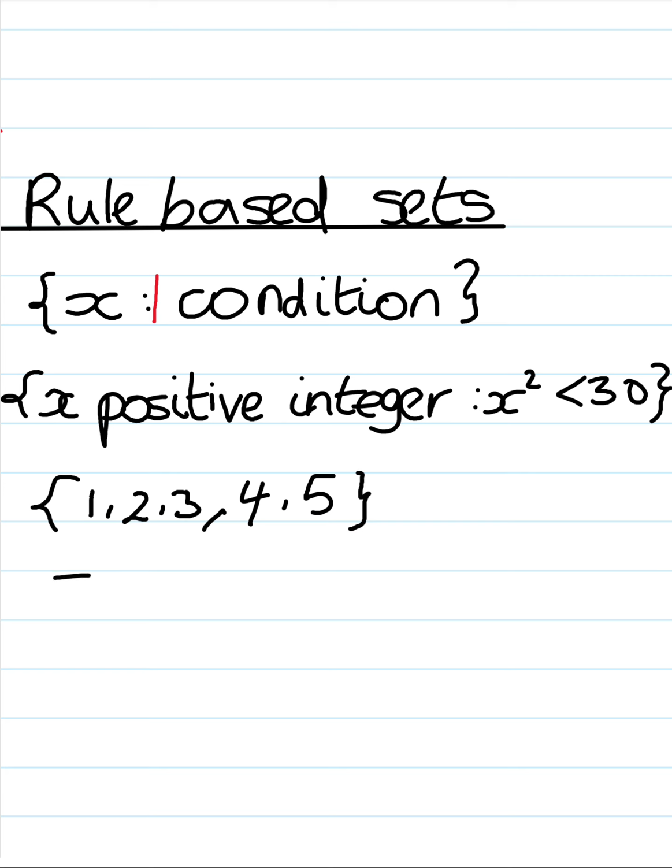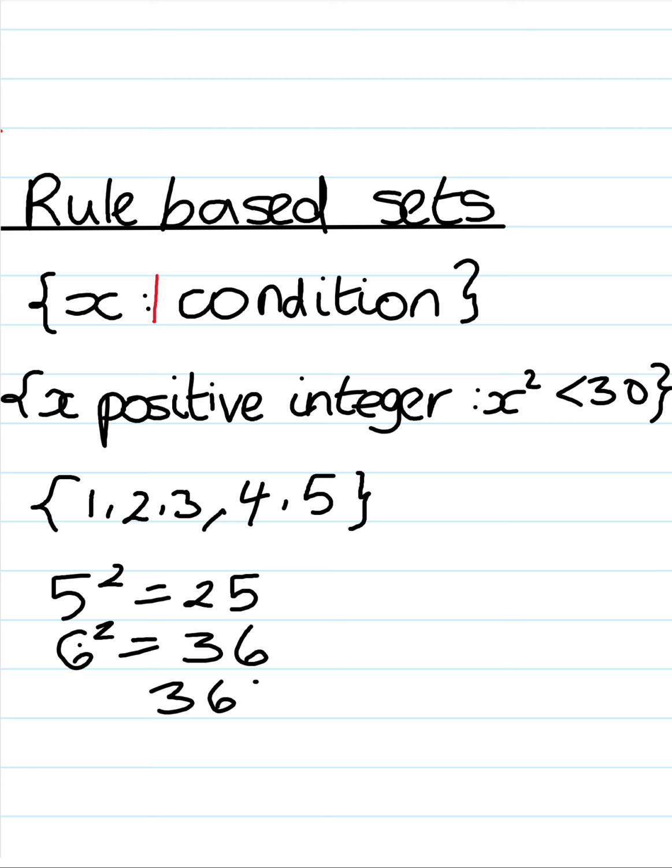For example, 5 squared is equal to 25. However, 6 would not be in the set because 6 squared is 36. And 36 is greater than 30, which means it does not satisfy the condition we were given.